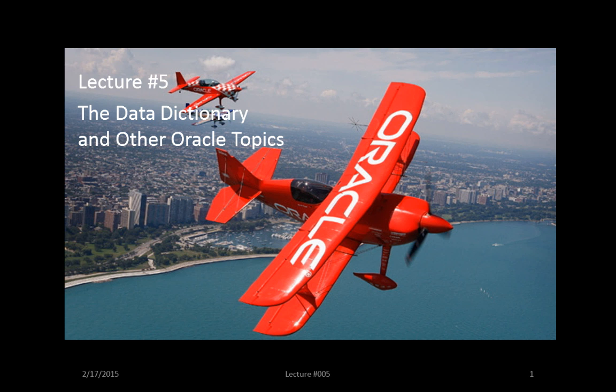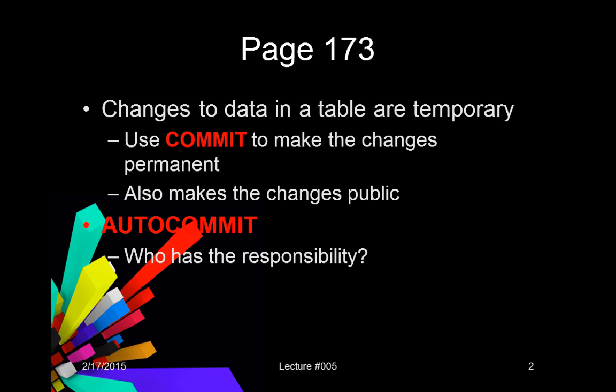This is week 5. Lecture 5 tonight deals with the data dictionary and several other miscellaneous Oracle topics. It's kind of a catch up of Oracle things in the textbook until we get ready to do the last couple of chapters that we have in this block. So, the page numbers are referenced out to page 173.